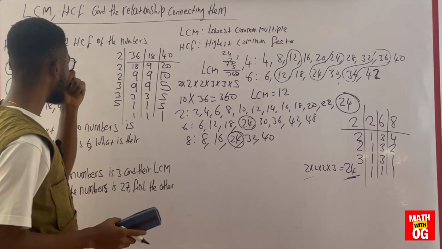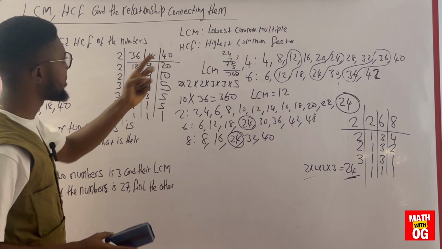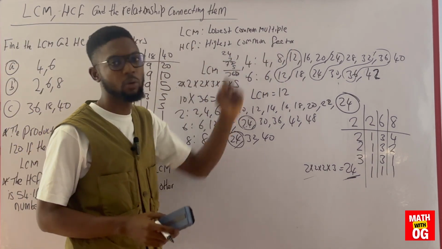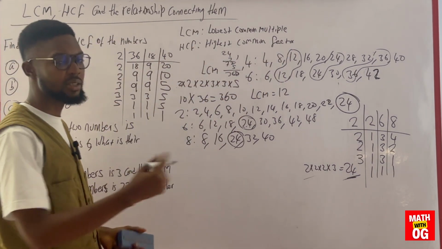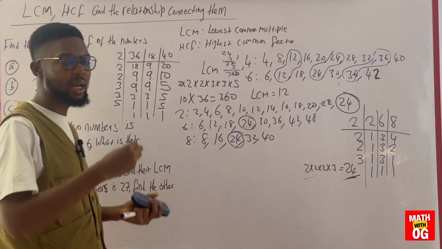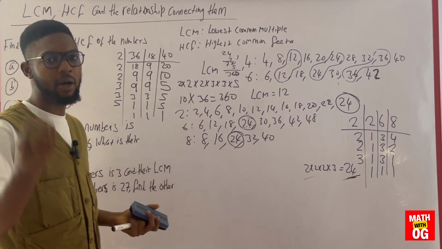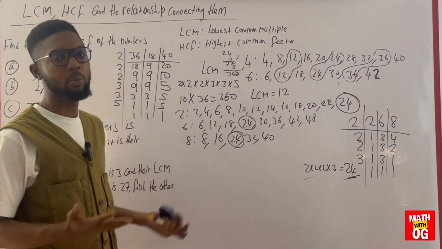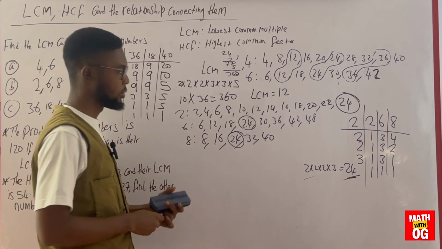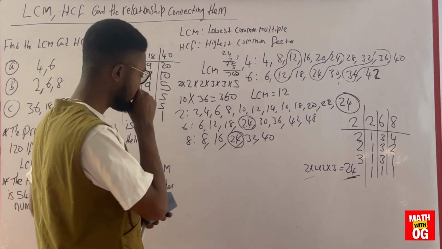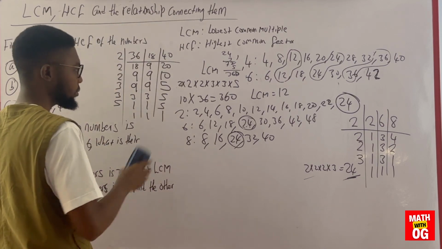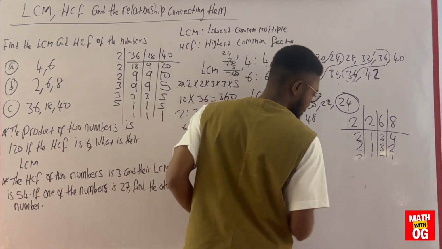Now let's move on to HCF. What do we look for in HCF? We look for the highest common factor. That means you list out all the factors and pick out the common factor that is the highest. You may have more than one common factor. The highest of all the common factors is the answer. So I can wipe this.